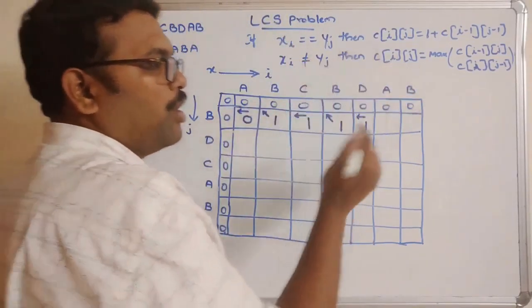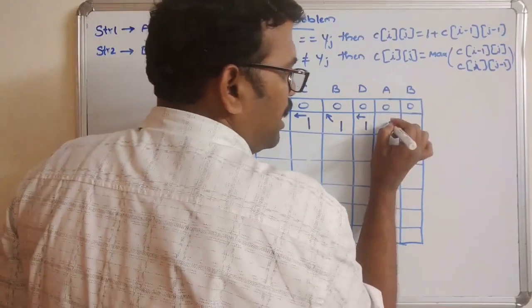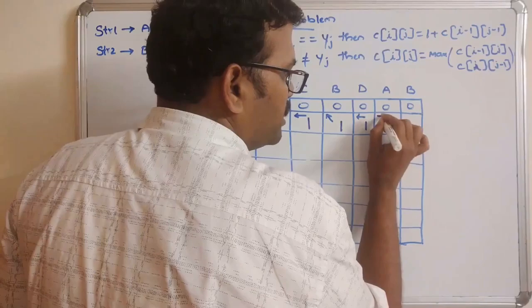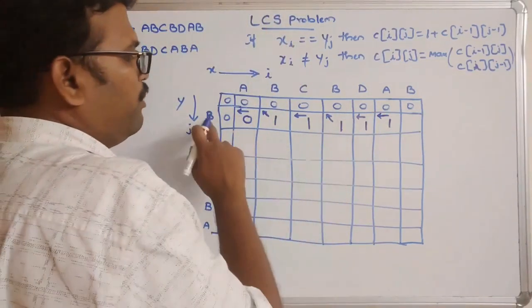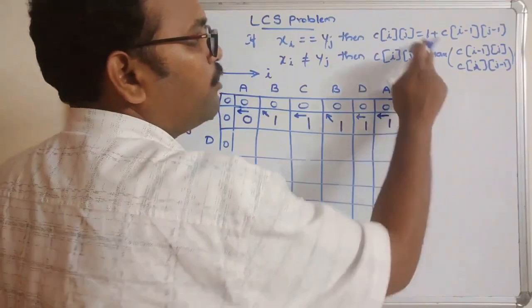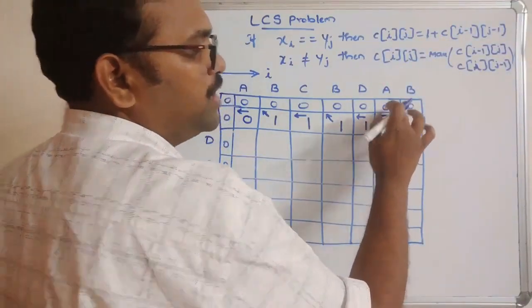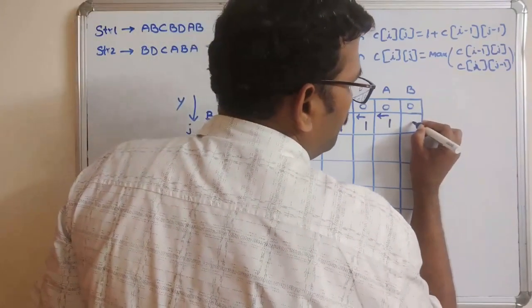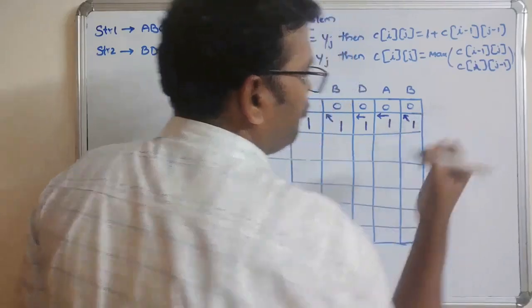And B and A both are not equal. So we have to select maximum among these two cells. I will consider this one because 1 is a maximum among 0 and 1, and we have taken from this cell. Now again B and B. So we have to add 1 to I minus 1, j minus 1. So this one is I minus 1, j minus 1. So obviously it will be 1, and we have taken from diagonal position.